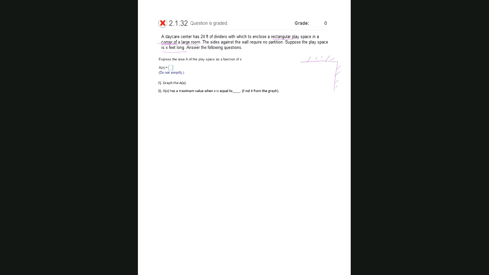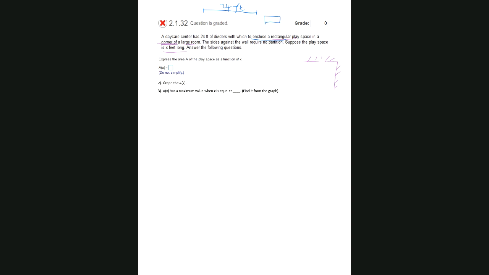Answer this question. You have 3 questions here to answer. I'm giving you a total length here, 24 feet. Okay, 24 feet of dividers. So I want to enclose a rectangular play space. So what does rectangular mean? Rectangular is something like that, right? This is a rectangular.